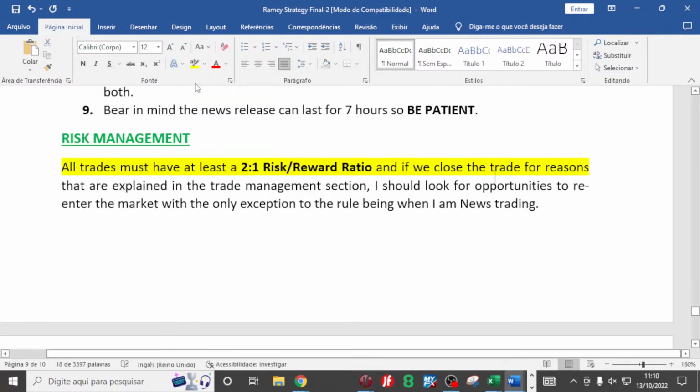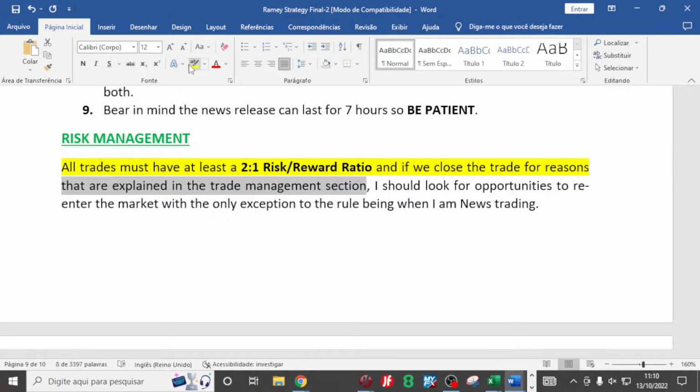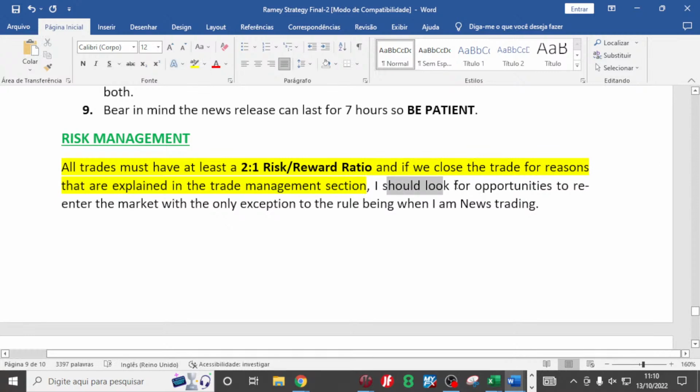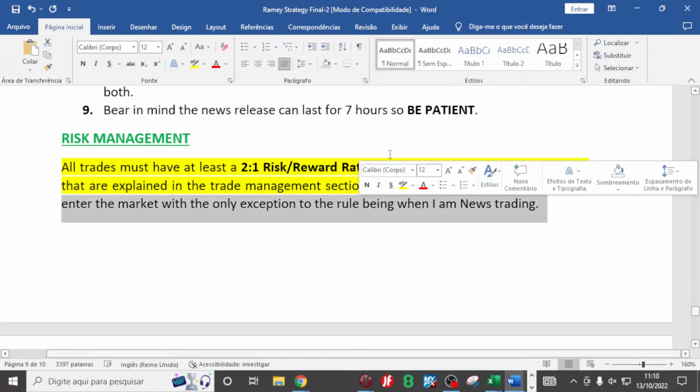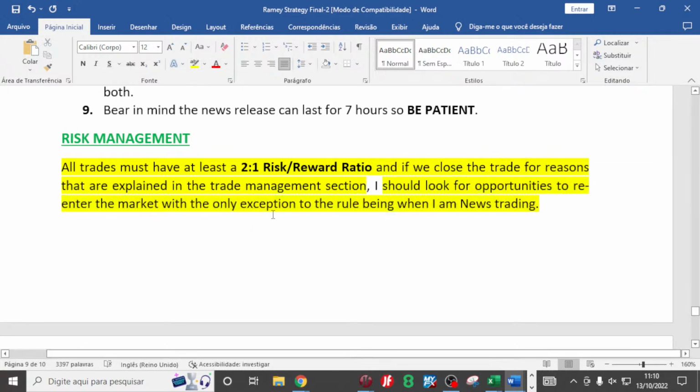There is no right or wrong, you need to build your strategy. Risk management is saying all trades must have at least 2:1 risk-reward ratio, and if we close the trade for reasons that are explained in the trade management section, I should look for opportunities to re-enter the market, with the only exception to the rule being when I'm news trading.